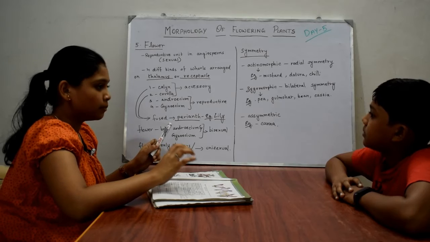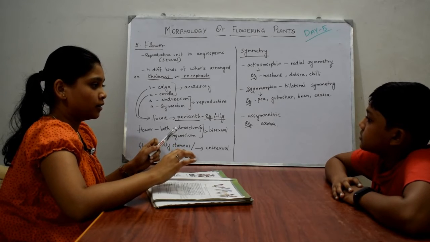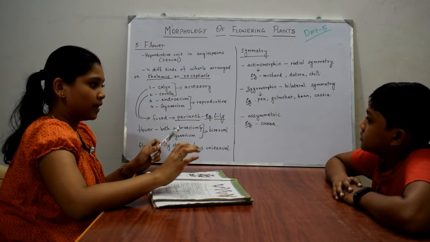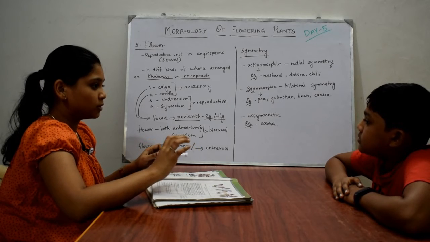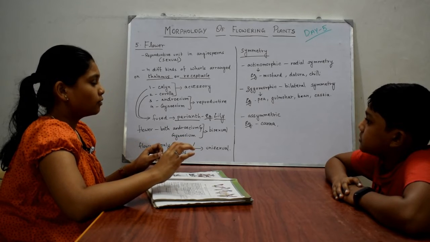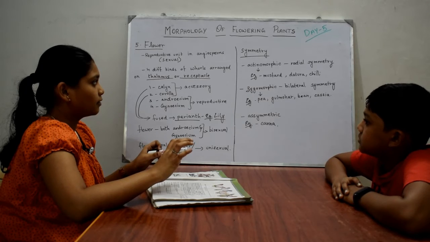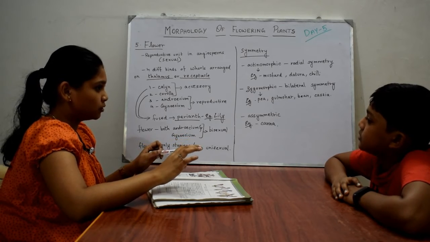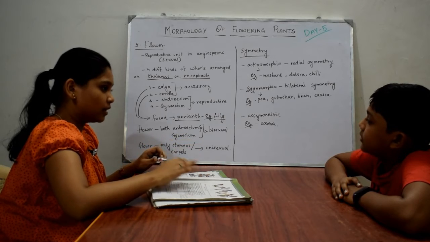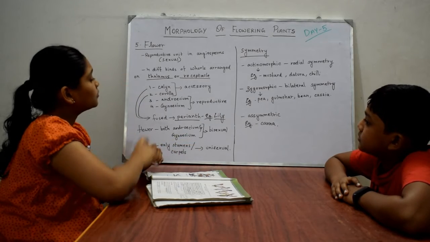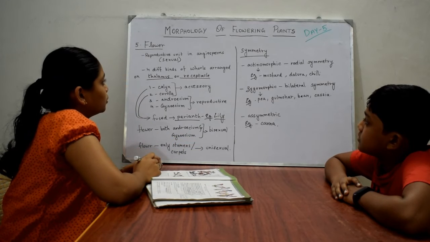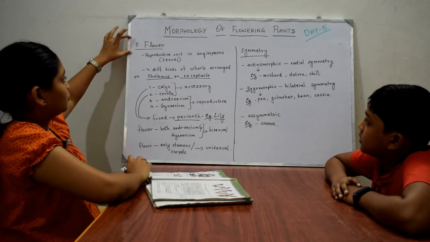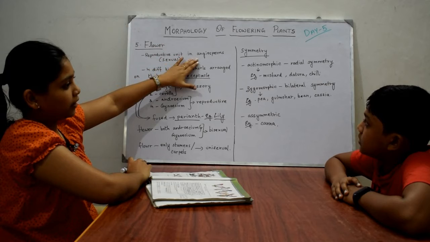So this is a kingdom under plant. Angiosperms is a kingdom. So under the plant kingdom, angiosperms are a phylum. Can you understand? It is a division. So this flower is a characteristic of angiosperms.